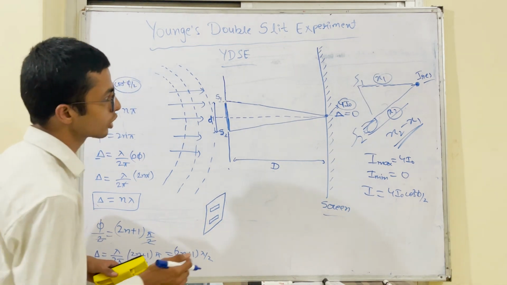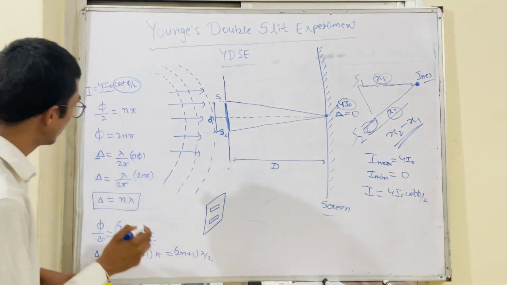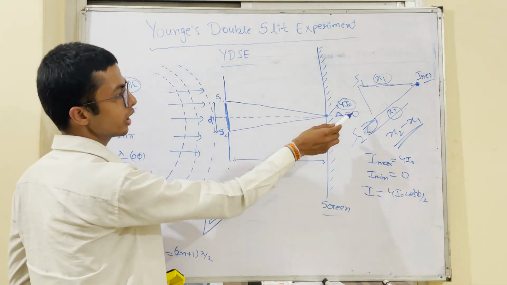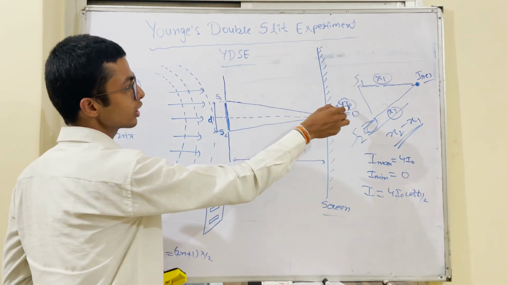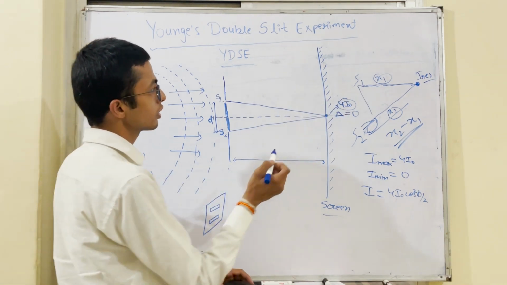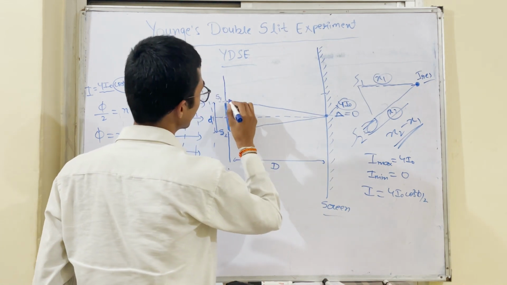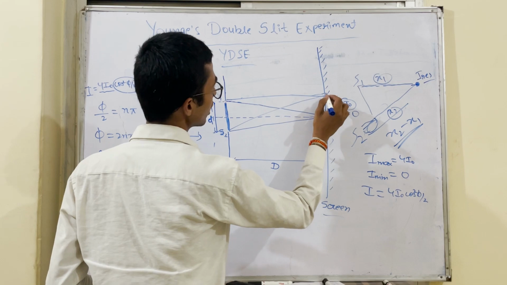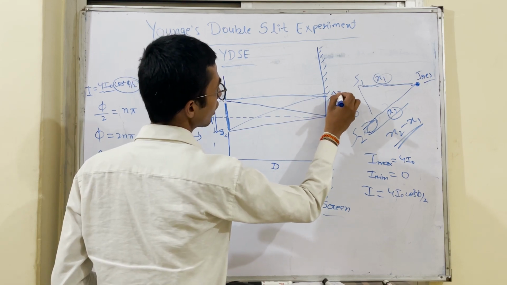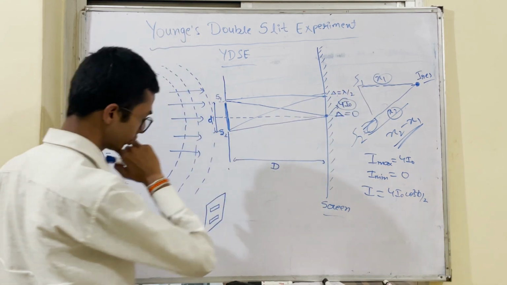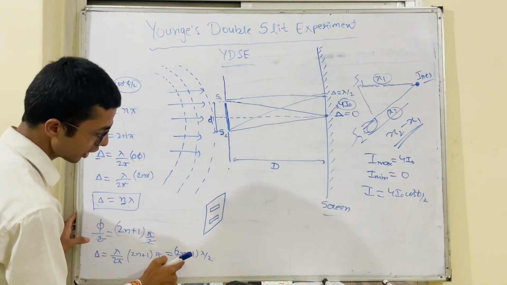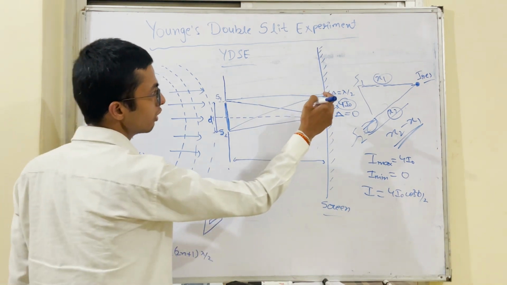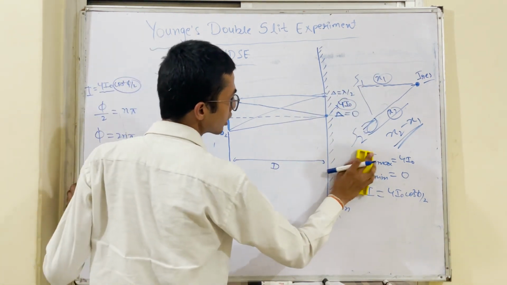Correct? So here for maximum, delta should be n lambda. If we put the value of n as 0, this will come as 0, so this is called maximum intensity. If somewhere these waves interact here, and the value of delta is coming as lambda by 2, right? From here, if we put the value of n as 0, it will come as lambda by 2. Yeah, I will erase this.